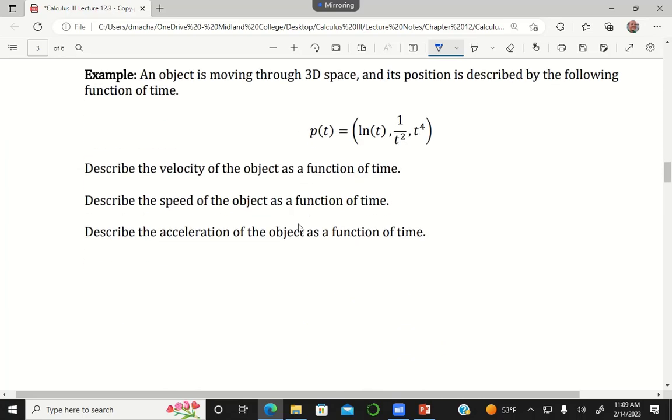Now we're going to say that we have an object that moves through three-dimensional space, and so we have the x-coordinate and the y-coordinate and the z-coordinate as a function of time. So I have x of t, y of t, z of t. And it's going to be really similar, same kind of problem. We can find the velocity of the object as a function of time just by looking at my position and taking the derivative with respect to time.